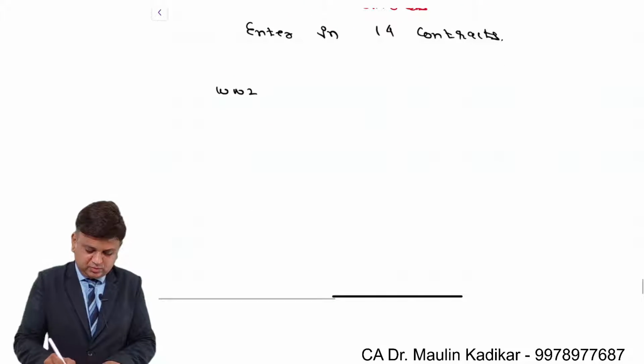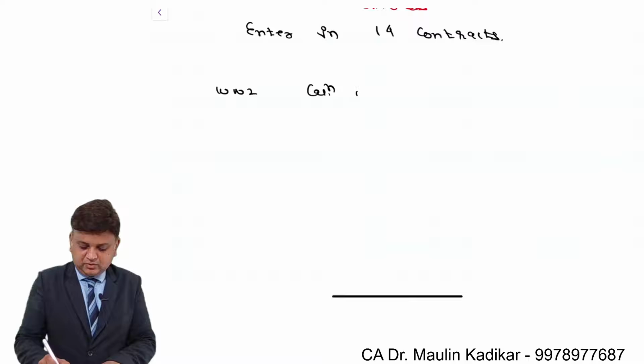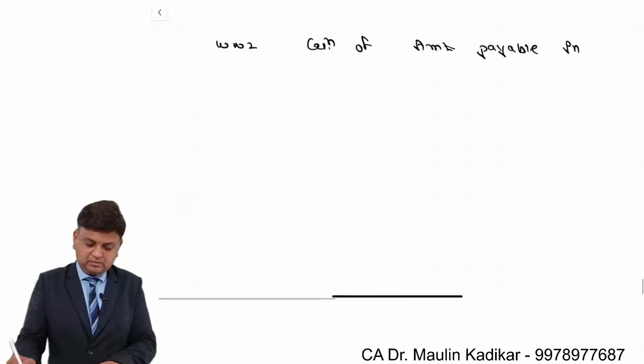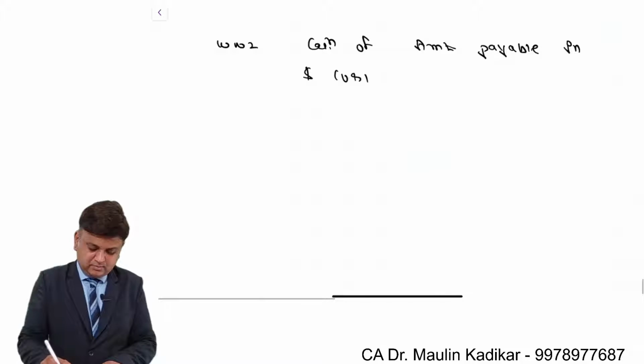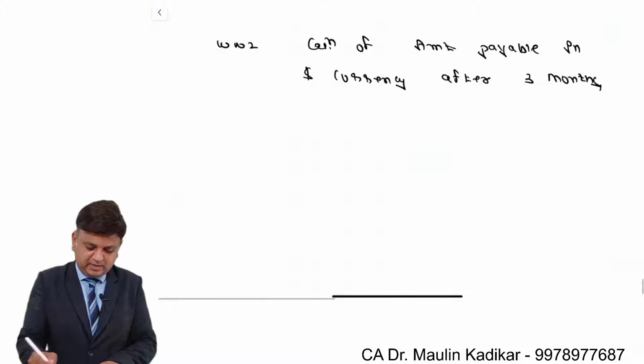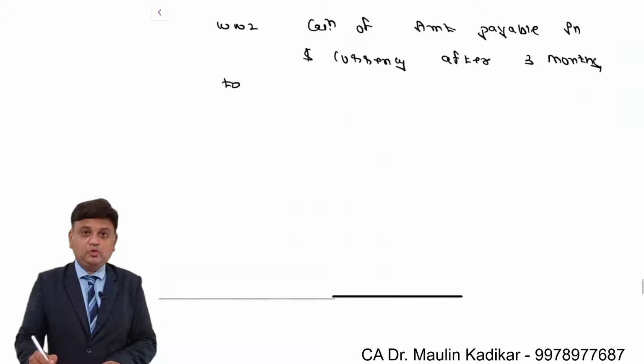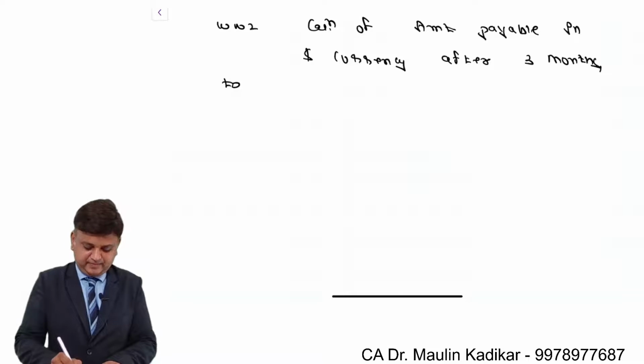Working note number 2. Calculation of amount payable in dollar currency after 3 months, comma, to cover up the shortfall.